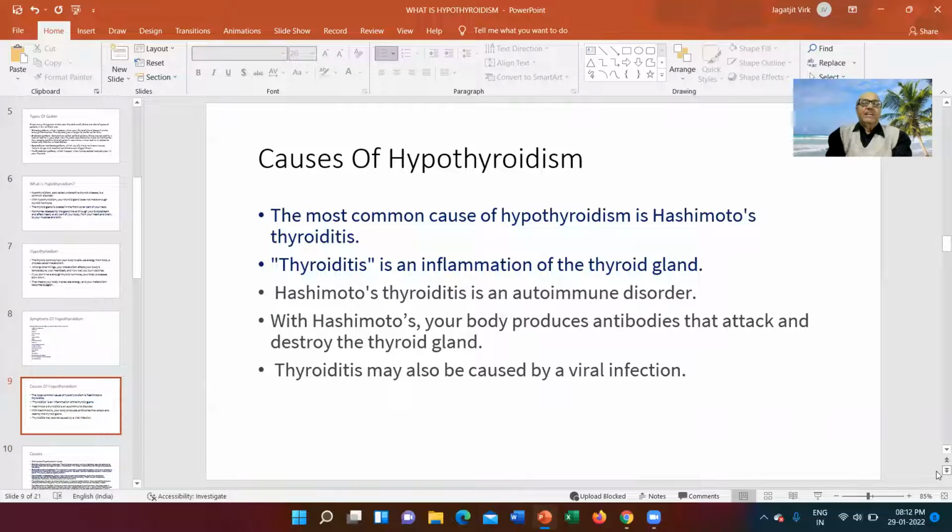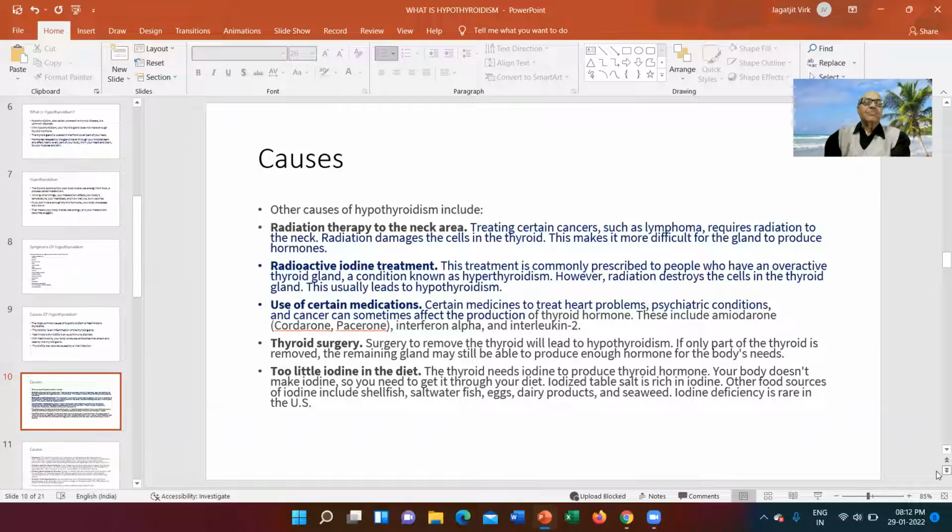Causes of hypothyroidism. The most common cause of hypothyroidism is Hashimoto's thyroiditis. Thyroiditis is an inflammation of the thyroid gland. Hashimoto's thyroiditis is an autoimmune disorder. With Hashimoto's, your body produces antibodies that attack and destroy the thyroid gland. Thyroiditis may also be caused by a viral infection.